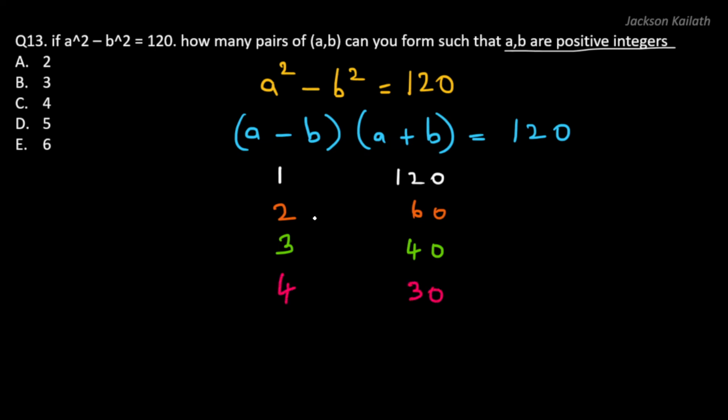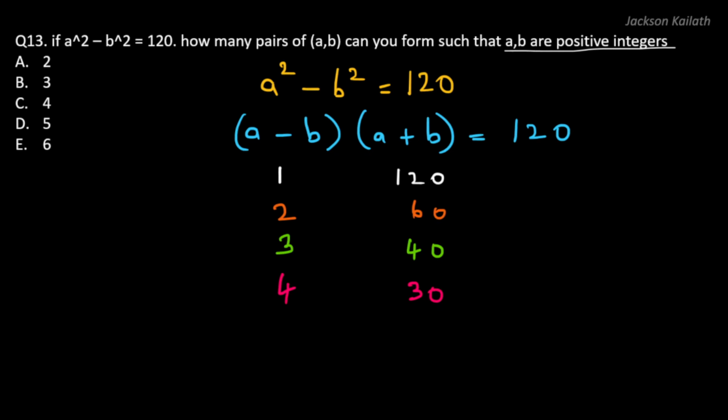In a similar manner, you can just try in how many ways you can do this. Notice that among a plus b and a minus b, because a and b are positive integers, a minus b will be the smaller one compared to a plus b. That's why when I write 1 into 120, I'm writing the smaller number first. So I have 1 into 120, 2 into 60, 3 into 40, 4 into 30.